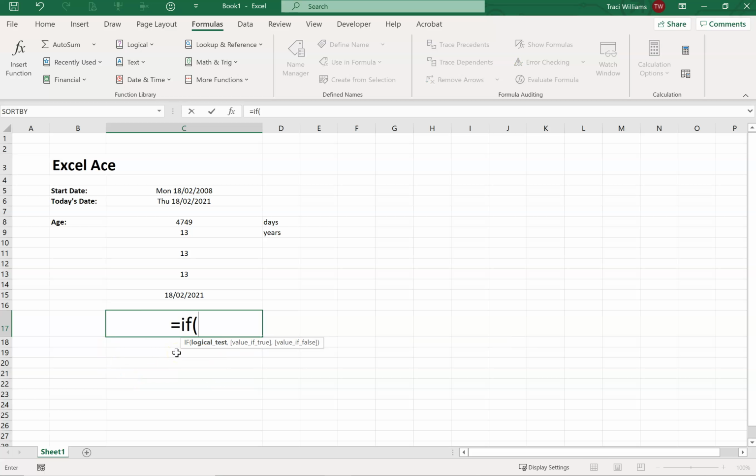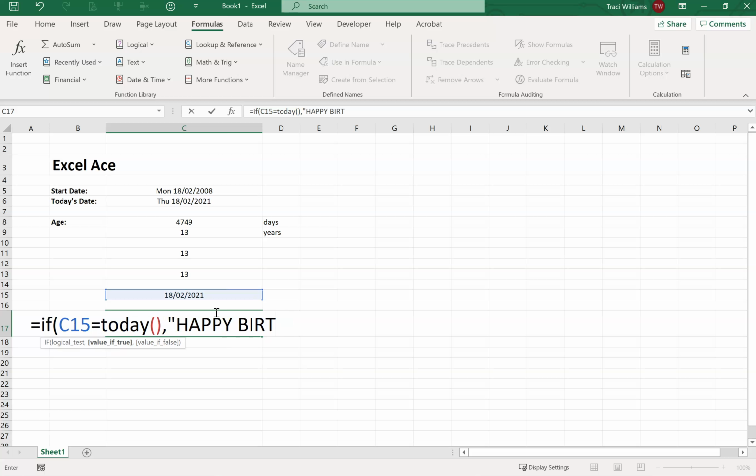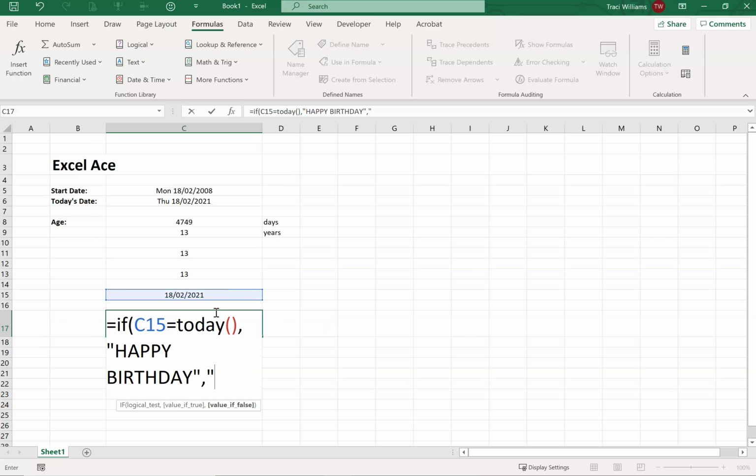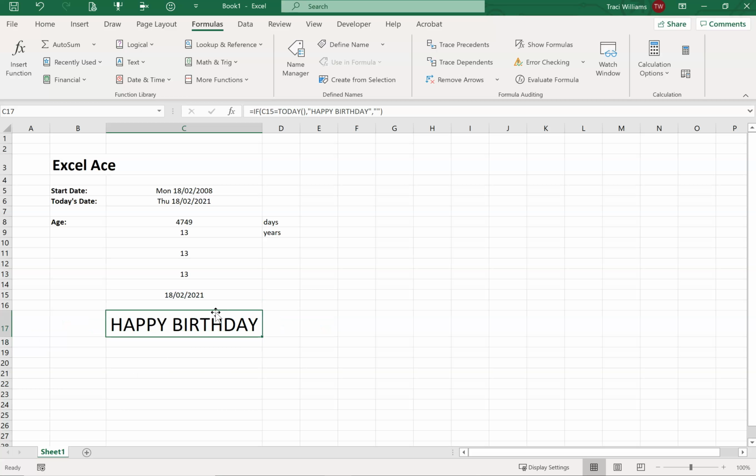Then what we could use is an IF formula. So we could say if that cell is equal to TODAY, open and close bracket, then we're going to want it to say happy birthday, obviously. If we could get it to sing, that would be lovely. So equals happy birthday in speech marks, but if it doesn't equal today, we'll just get it to say nothing. Okay, so there we go, happy birthday.